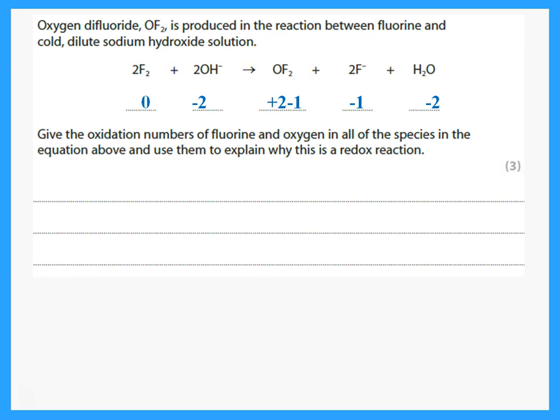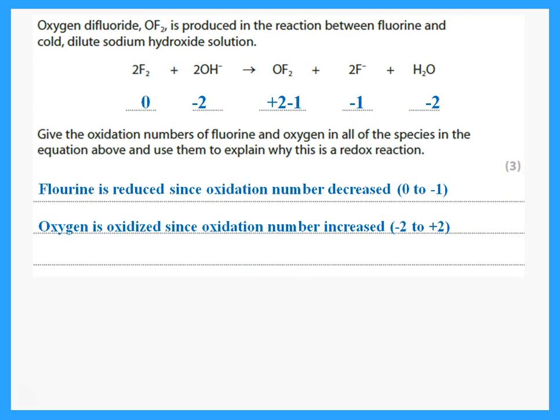Now he's saying use them to explain why this is a redox. Where do we have oxidation and where do we have reduction? Well, if we're looking at the fluorine, it changed from 0 to -1. That is reduction, decrease in oxidation number. Now, the oxygen changed from -2 to +2 in the OF2. So that is an oxidation due to the increase in oxidation number.